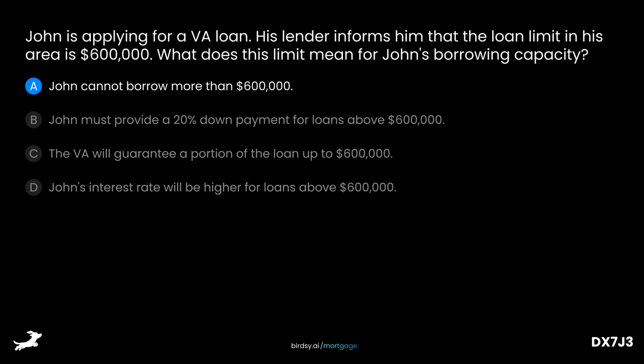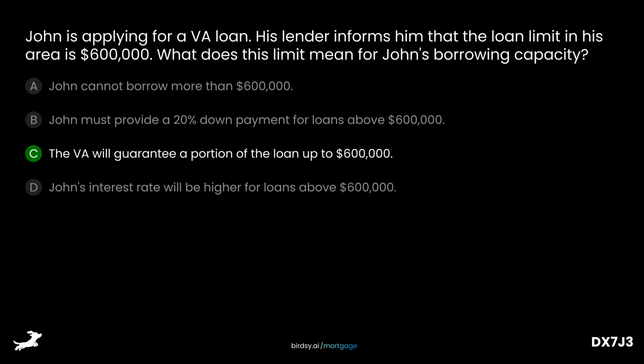Is it A, John cannot borrow more than $600,000, B, John must provide a 20% down payment for loans above $600,000, C, the VA will guarantee a portion of the loan up to $600,000, or D, John's interest rate will be higher for loans above $600,000?